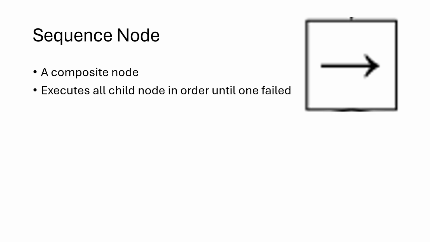This is what we call a composite node or a flow node. Basically, it controls the flow of execution in your behavior tree. And the behavior of this is that it will try to execute all child nodes until it finds that one failed, and then it will return back to the root and then try to traverse the tree again.